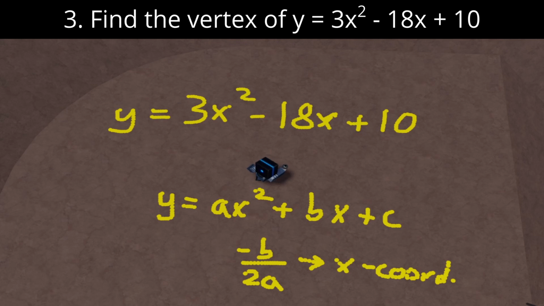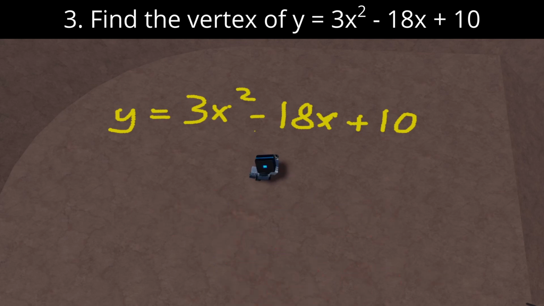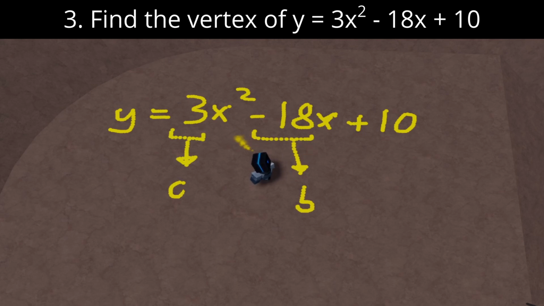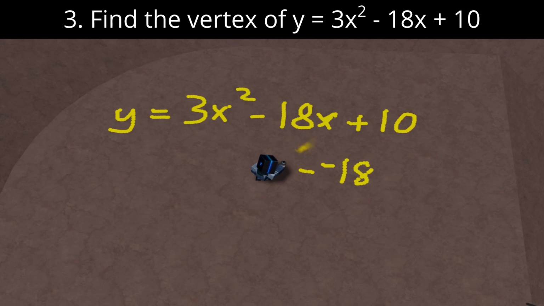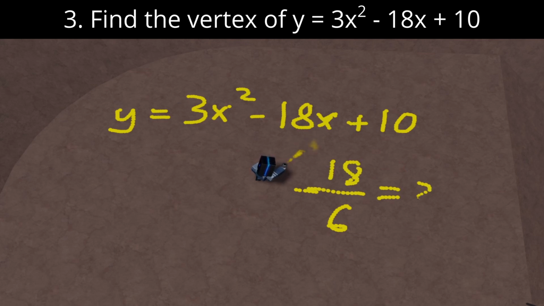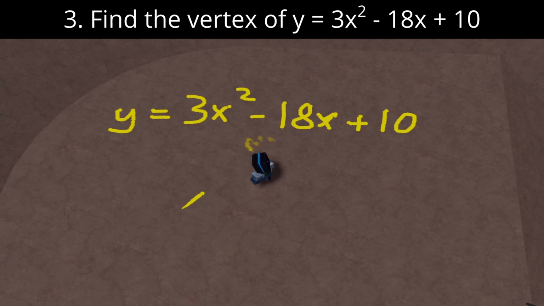So first, let's find the x-coordinate using minus b over 2a, where b and a are the coefficients in this equation. So minus 18, that's my b, and this 3 is my a. And just for reference, this plus 10 is our c, but we will not be needing that. So let's do this. Minus b over 2a. Minus b is minus negative 18. And then 2a is 2 times 3, which is 6. Minus negative 18 is just plus 18. And then 18 divided by 6 is just 3. So the x-coordinate is just 3.